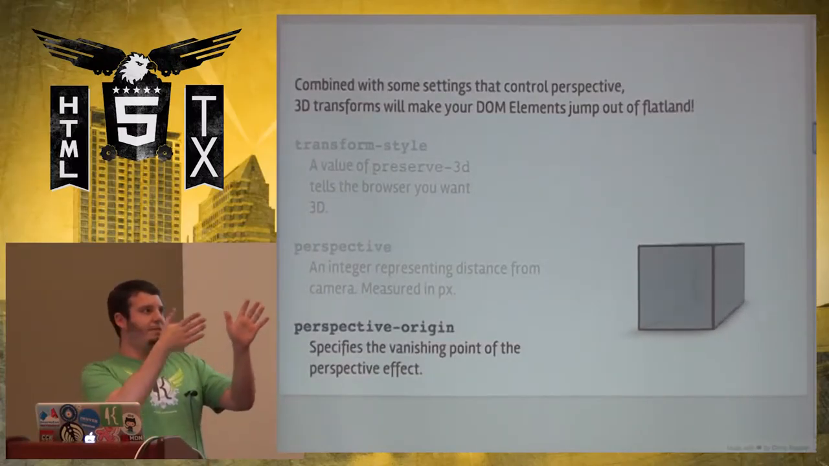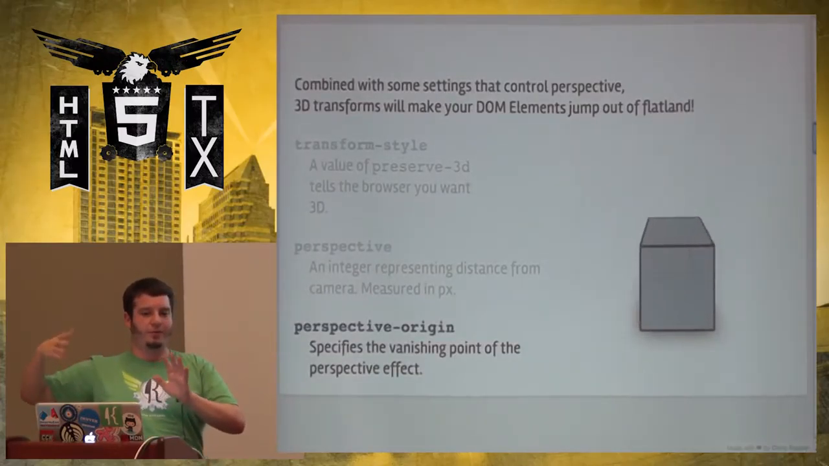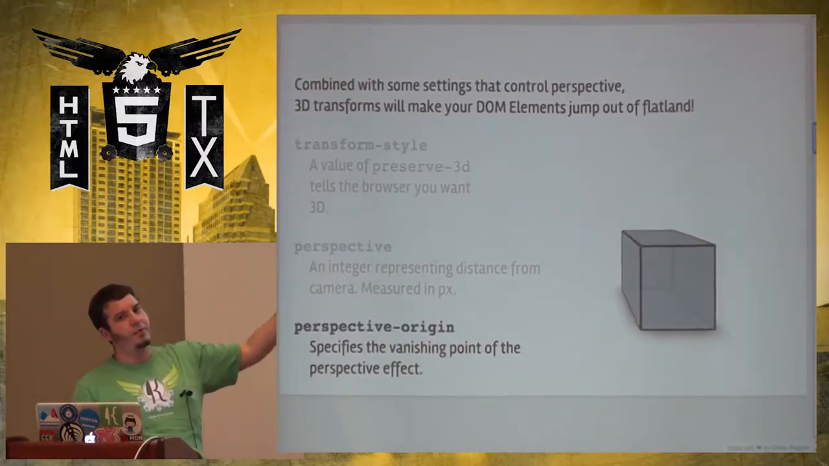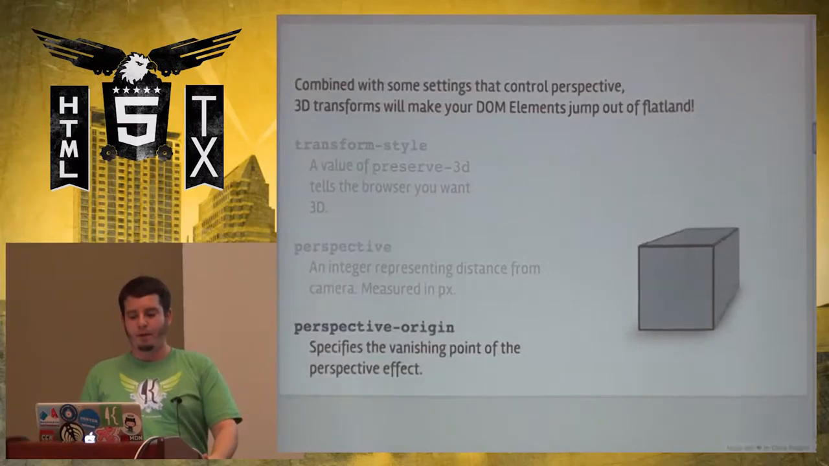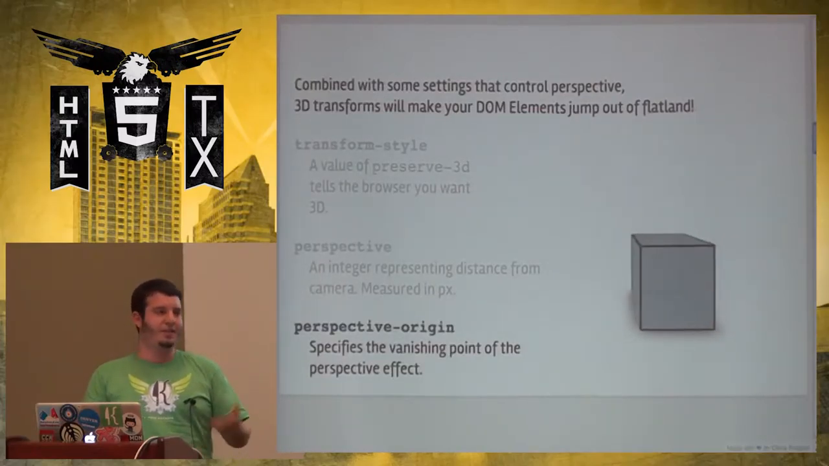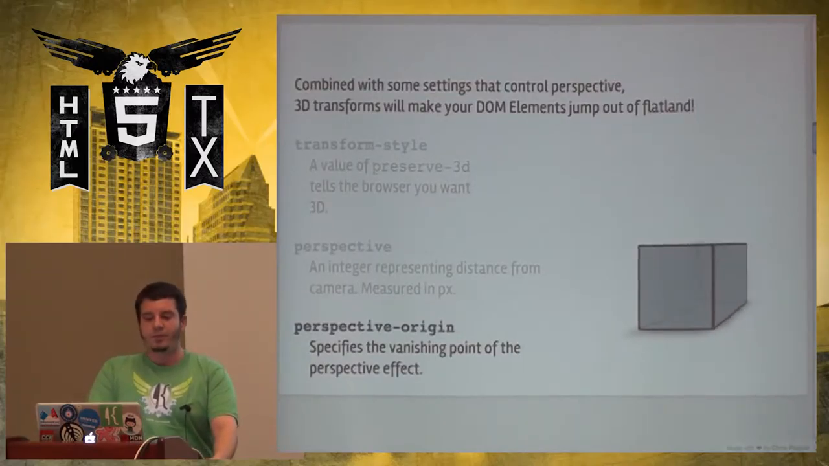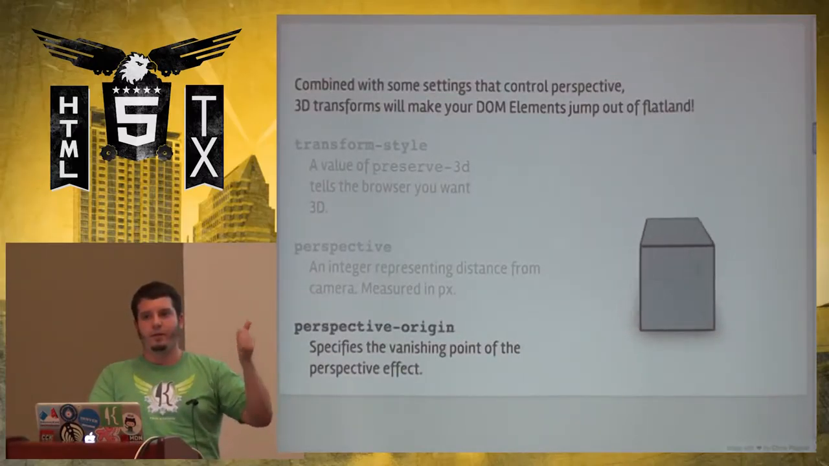It's kind of like an isometric drawing where it can either fade to the left or the right, and you can pick a 3D point where everything is vanishing to, using the perspective origin, and it's just like a coordinate system. So all three of these go on the container element.